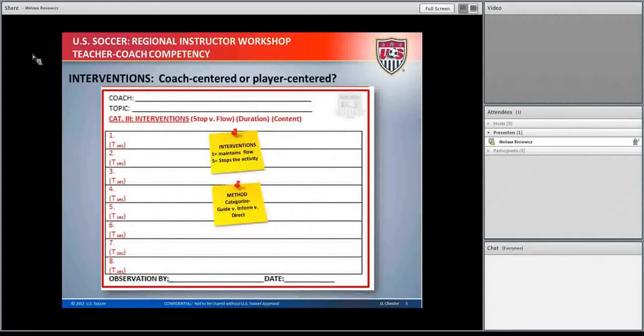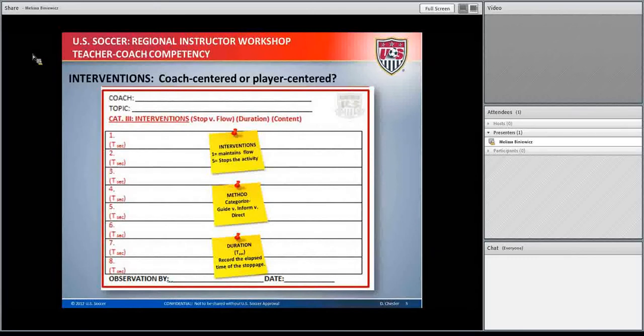Second would be to categorize the method that the coach utilizes during the intervention. Are they guiding play by asking questions that lead the player towards a solution? Are they simply providing information, or are they directing play, asking players specifically, telling players specifically and commanding where they want them to move or the decisions they want them to make?